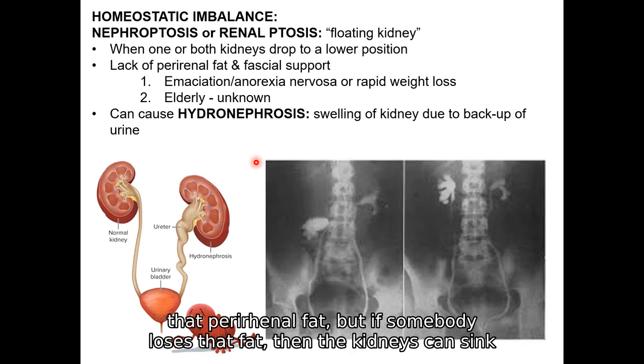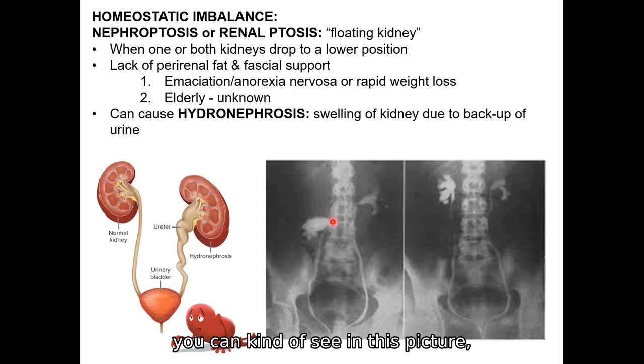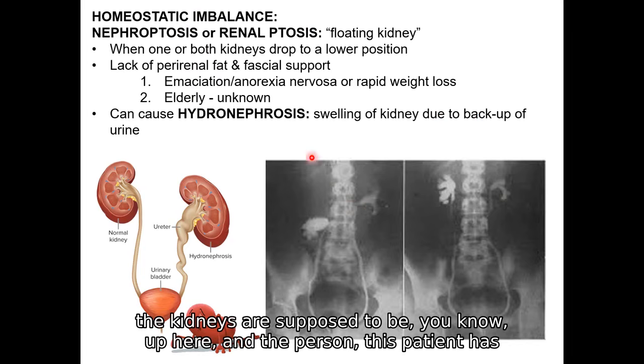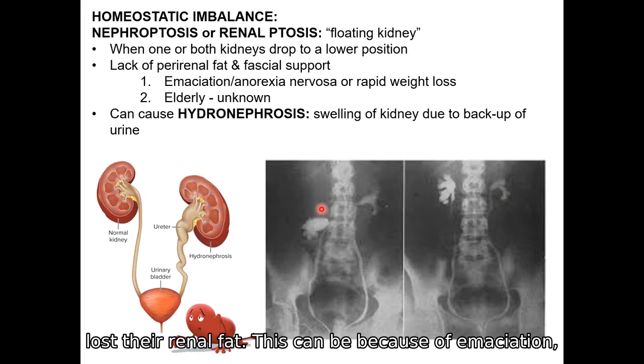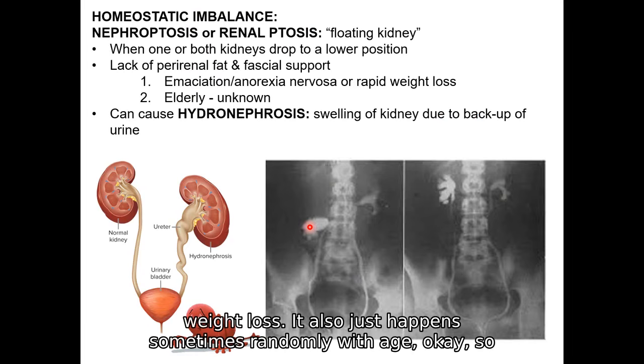Yes, you have the renal fascia and you have that perirenal fat, but if somebody loses that fat, then the kidneys can sink down. That's called nephroptosis. You can see in this picture, the kidneys are supposed to be up here, and this patient has lost their renal fat. This can be because of emaciation, anorexia, or just rapid weight loss. It also just happens sometimes randomly with age. Sometimes there isn't necessarily a cause.